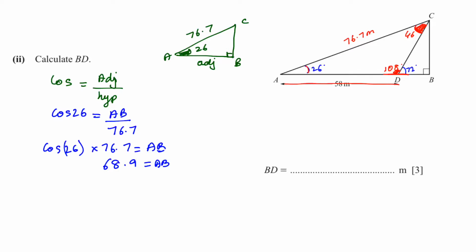So this whole line is 68.9. If you want to find BD, from 68.9 we will subtract 58, and that will give us 10.9. So BD is equal to 10.9 meters.